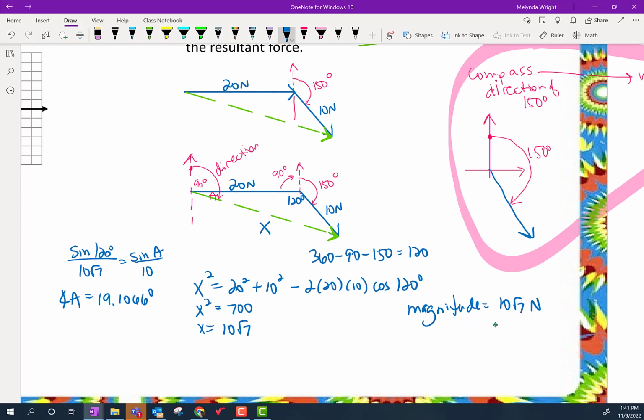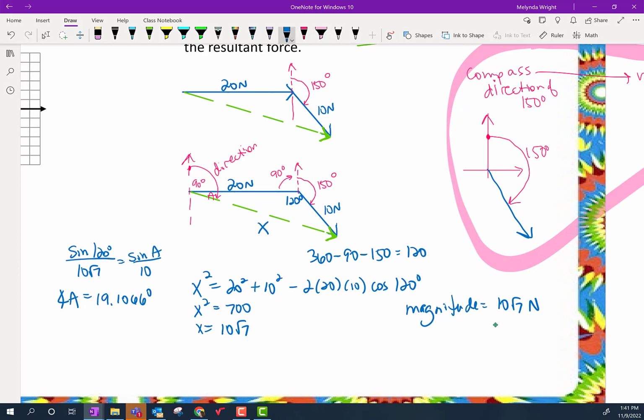So to get my direction, what do I do with that measure from angle A? I add 90 to it. So I do 90 plus 19.1066, and that gives me 109.107. So we're going to say direction is 109.107 degrees.